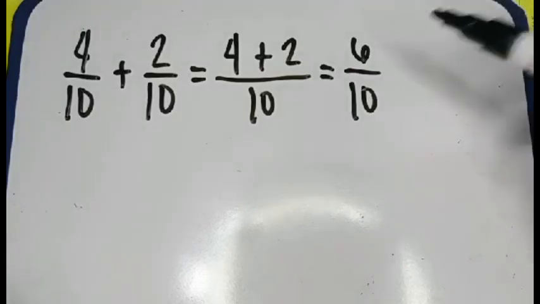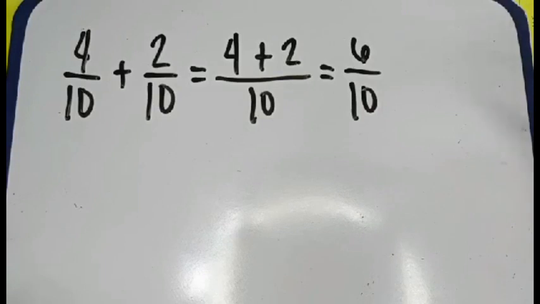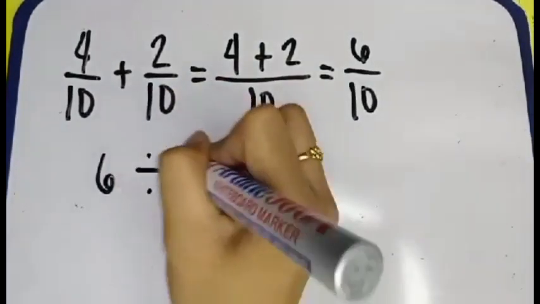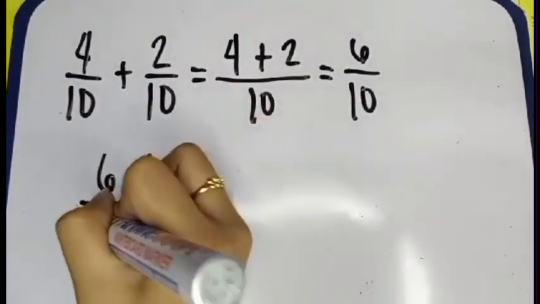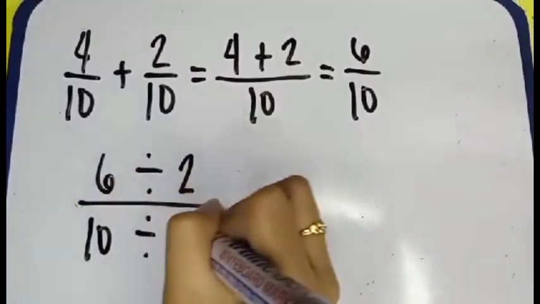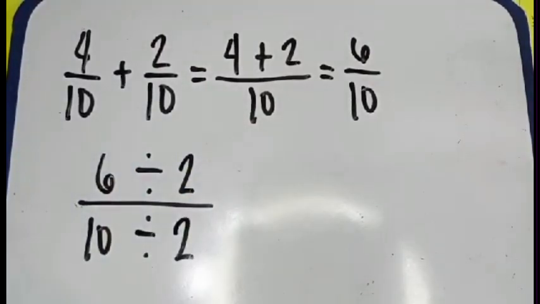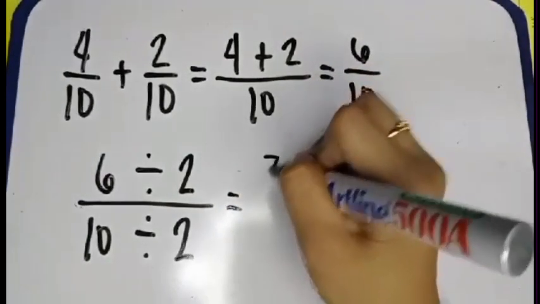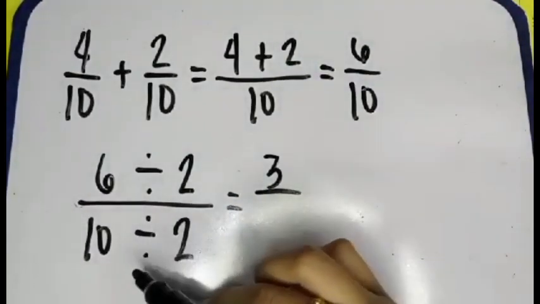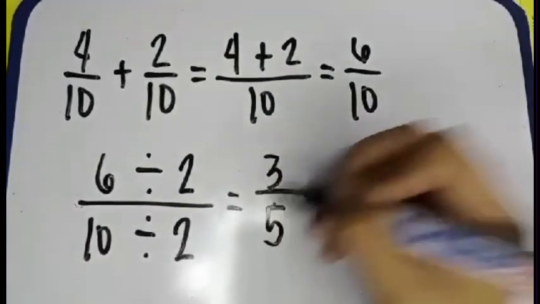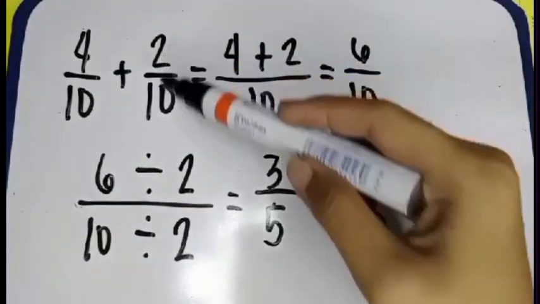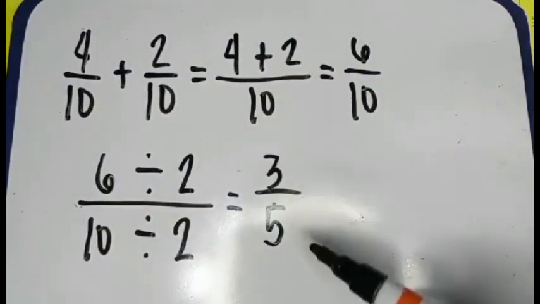both numerator and denominator by the GCF of 6 and 10, and that is 2. So, 6 divided by 2 over 10 divided by 2. Therefore, 6 divided by 2 is equal to 3. Then, 10 divided by 2 is equal to 5. Therefore, 4 over 10 plus 2 over 10 is equal to 3/5.